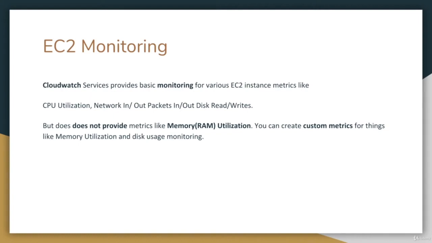But CloudWatch does not provide other metrics like memory utilization, and you can collect custom metrics using CloudWatch agent or some other agents if you want to. But by default, memory utilization is not provided by CloudWatch. You can also collect logs from your EC2 instances using the CloudWatch agent, and we have a lab on CloudWatch agent, so we can work with CloudWatch agent there.